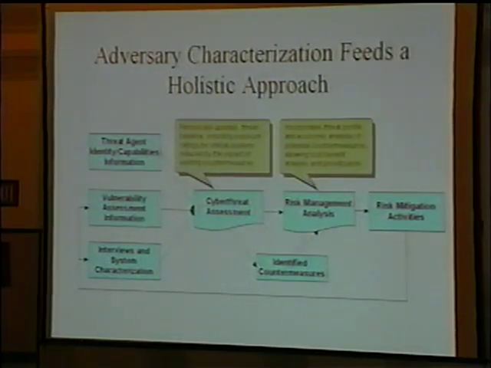I don't have a laser pointer, but you see the cyber threat assessment piece right in the middle, and the threat agent identity and capabilities information being a feed into that. Right now, when we do a complete risk analysis, that cyber threat agent capabilities information is derived on a case-by-case basis from expert opinion. If you're within the classified environment, there's more material that you can draw on to look at those issues, but for the most part, it's the unknown variable. That's the key issue that brought me to look at collaborating with this group here. Next slide.